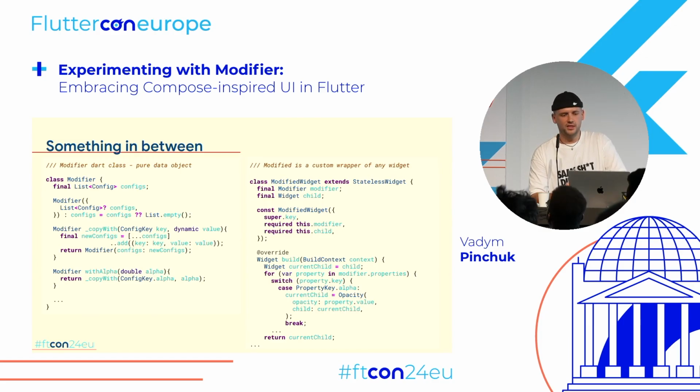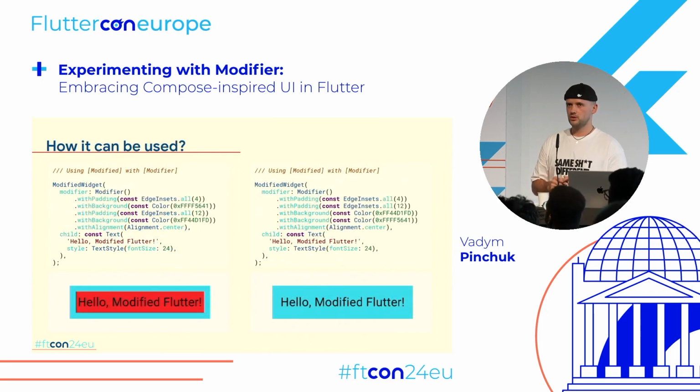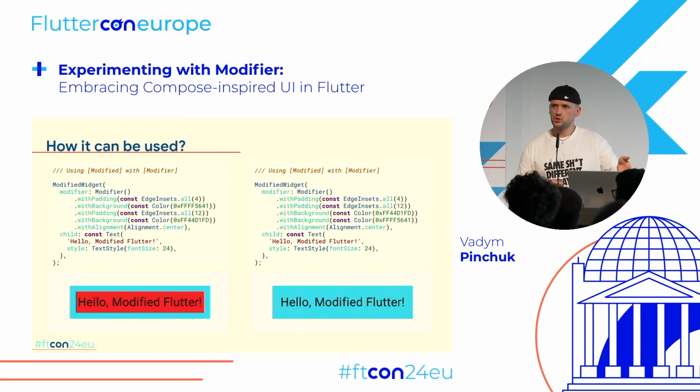easy. Yes, we can use the modified widget over anything we want. But in this example, I've shown just text. So we have a simple modified wrapper over text. You can clearly see that the child is only one. And we can apply a modifier configurational object with all the properties we want on this widget.